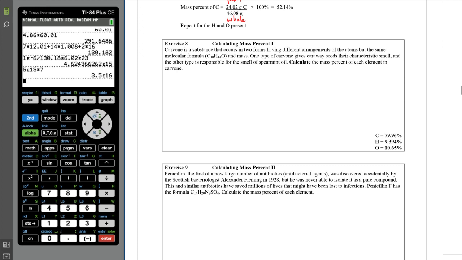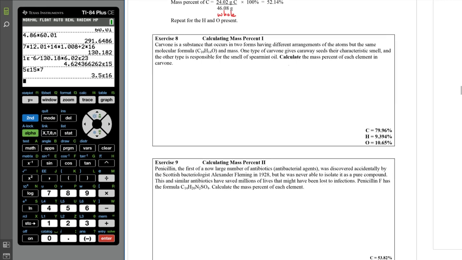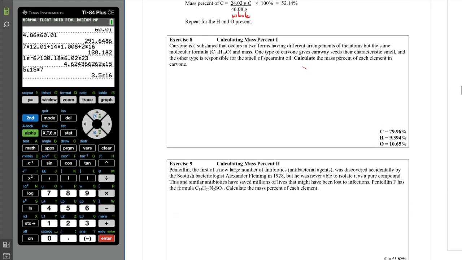Calculate the mass percent of each element in Carvone. There's our prompt, really. Calculate the mass percent of each element. So we need carbon, hydrogen, and oxygen. We'll need 3 different answers. The key for all of these then, we need to have a calculation for each element since we're being asked for all 3. But in each case, we're going to use the part over the whole. Part over the whole. Part over the whole. And we need that whole mass right away.